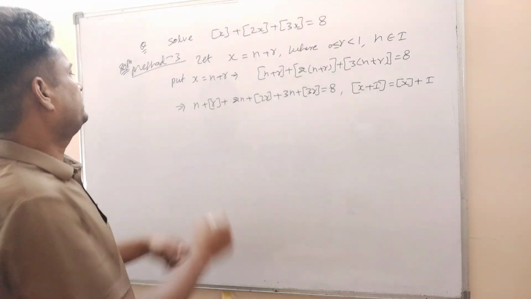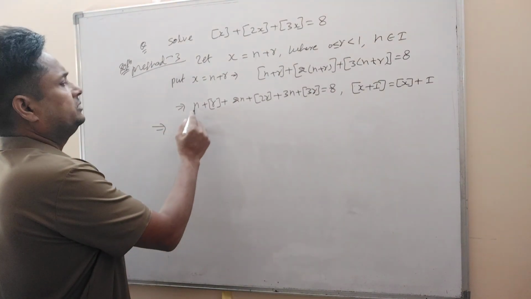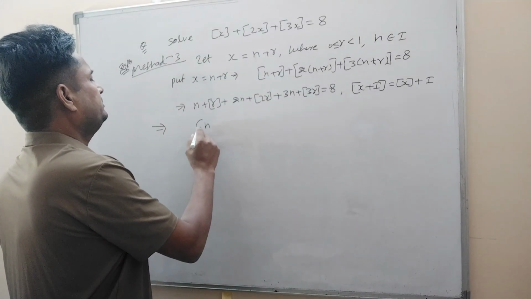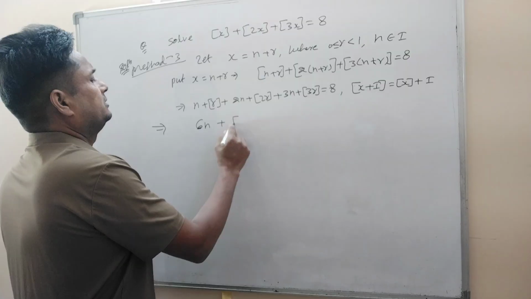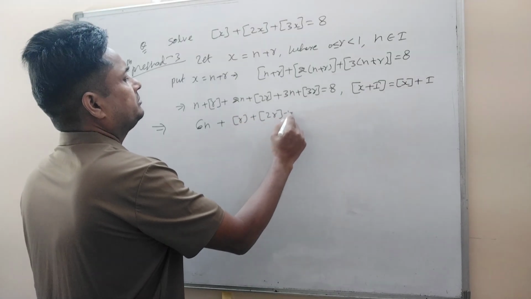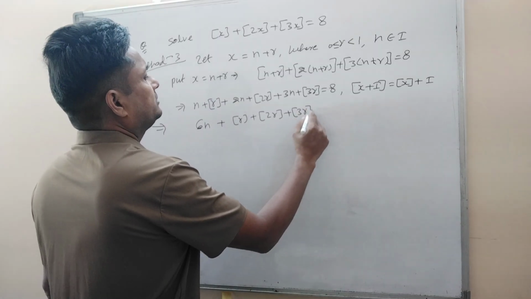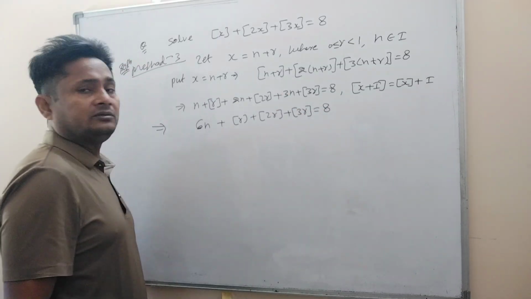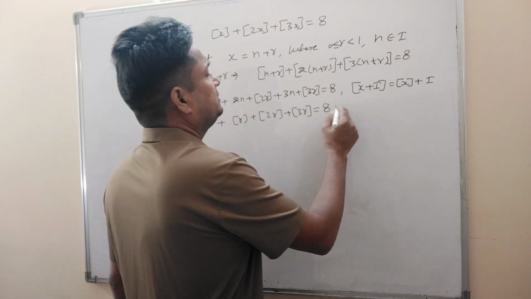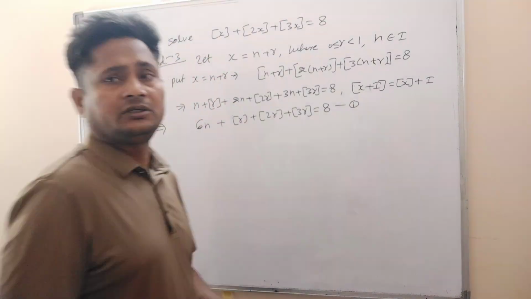Now simplify this. So it will be how much? n plus 2n plus 3n. It will be 6n plus greatest integer r plus greatest integer 2r plus greatest integer 3r is equal to 8. So this is the equation. Let's say this is equation 1.